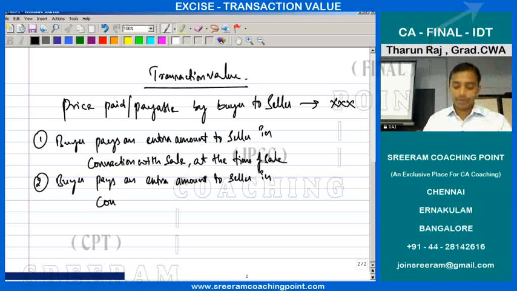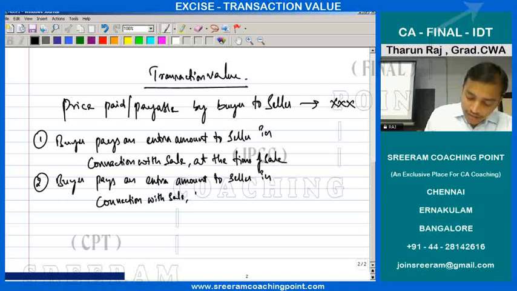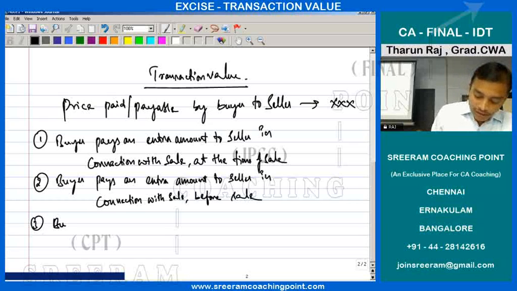Second point, the buyer pays an extra amount to the seller in connection with the sale before sale.